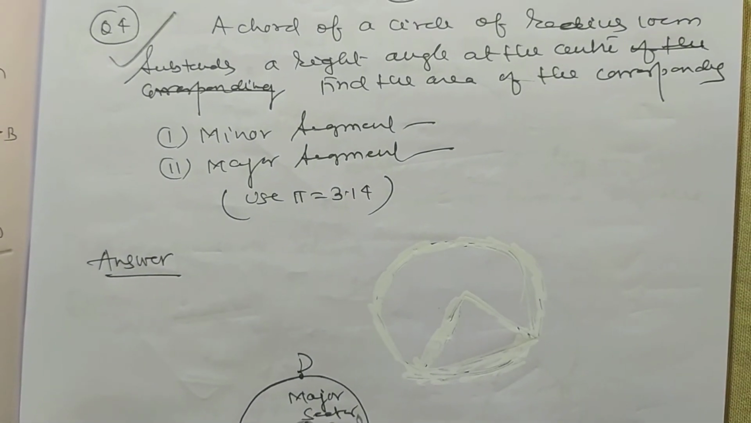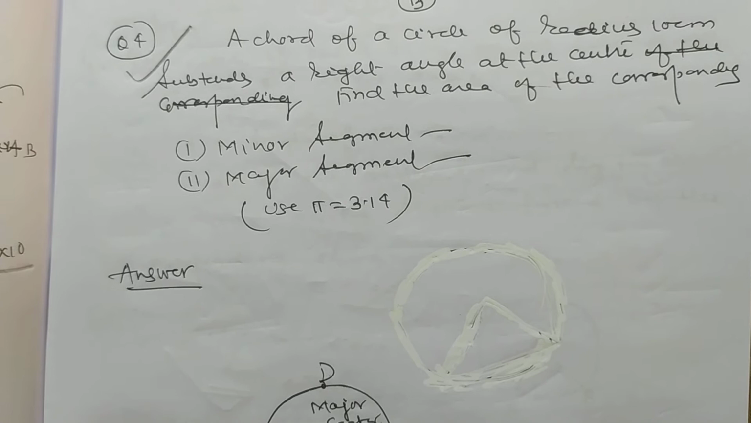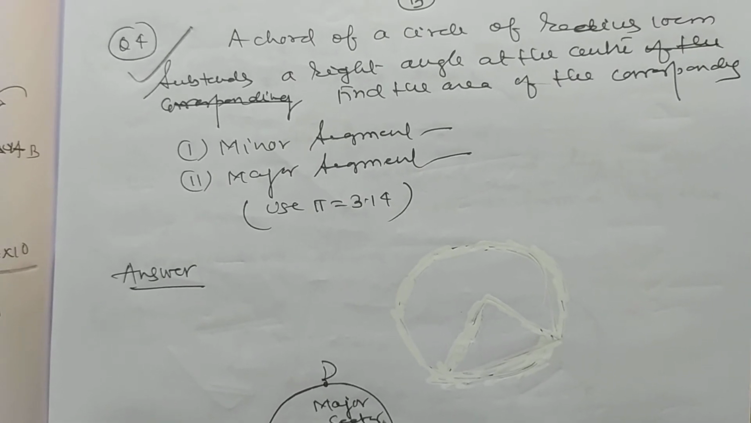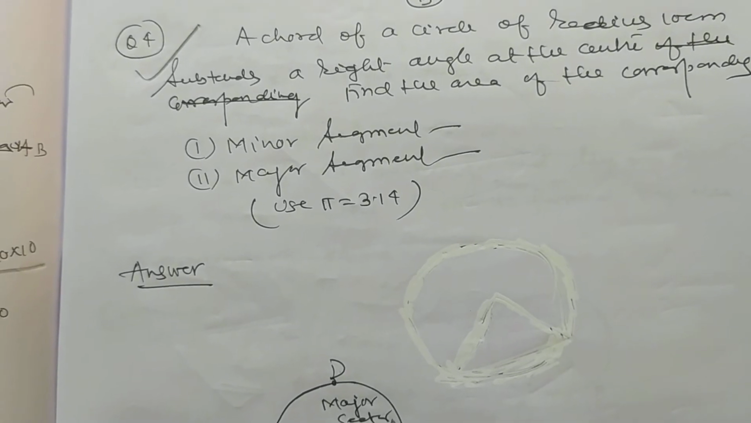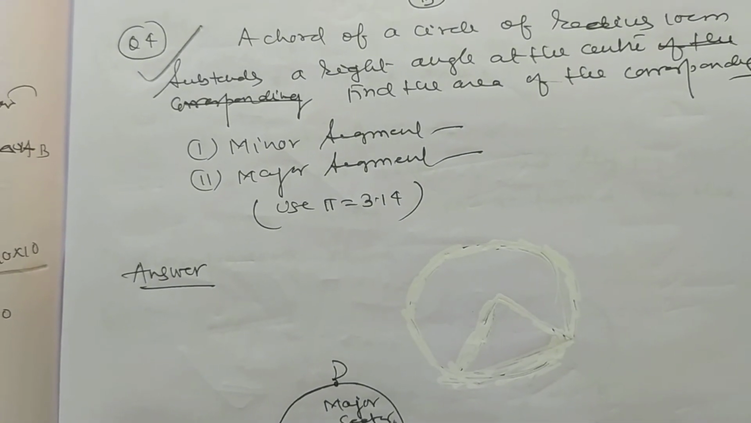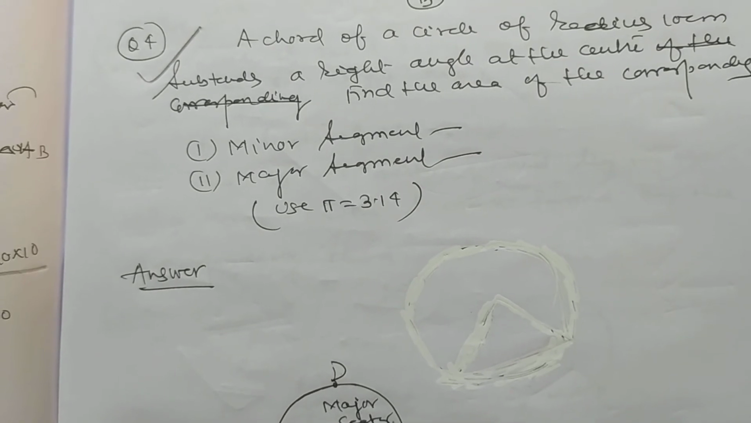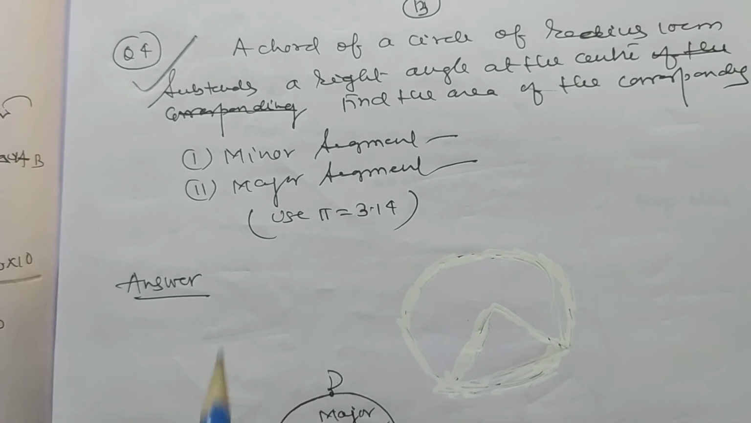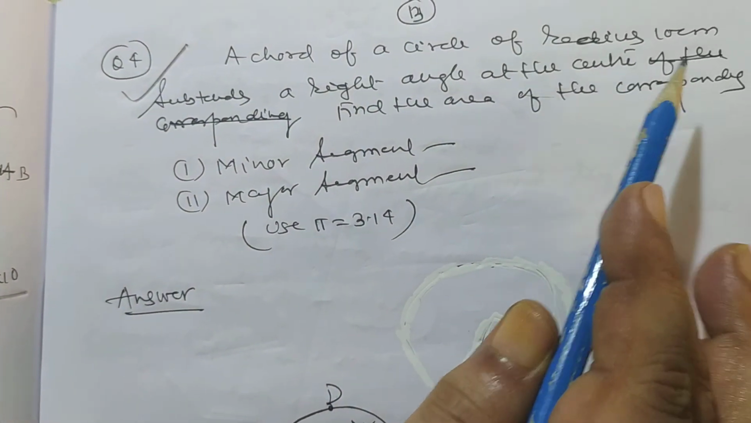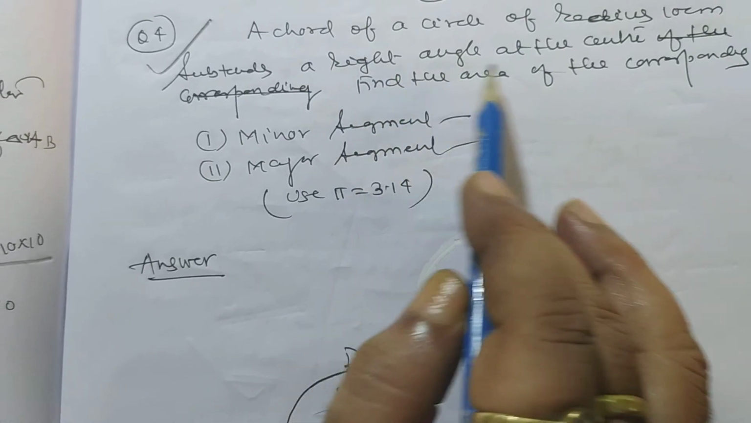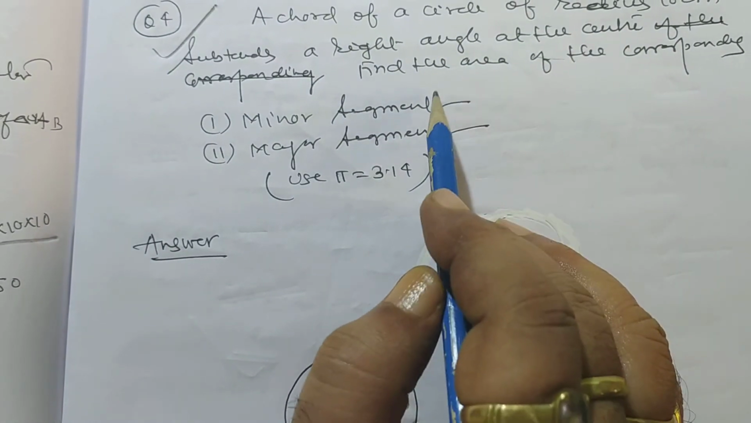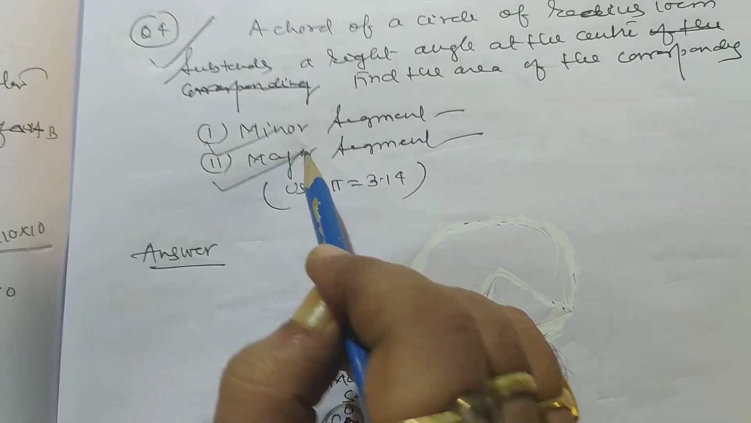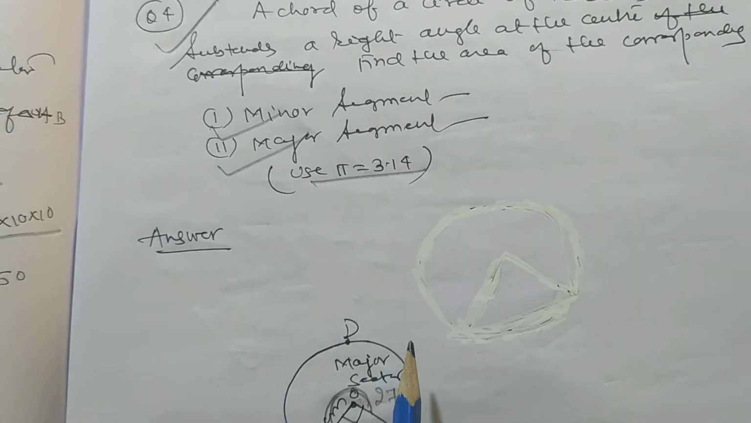And as I have observed, in some books this problem is solved by a very long method. So I here introduce a short method by applying which you can solve the problem in a short span of time. So my dear student, a chord of a circle of radius 10 cm subtends a right angle at the center. Find the area of the corresponding minor segment and major segment. Use pi is equal to 3.14.